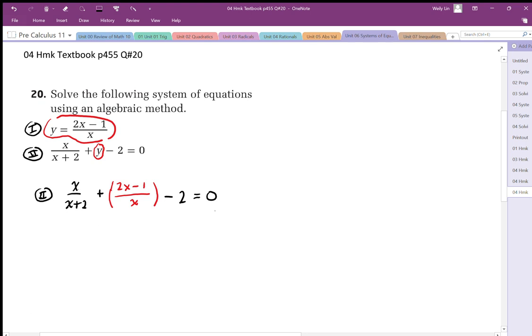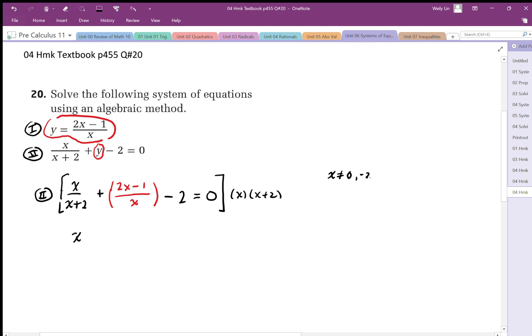So now I'm going to get rid of the denominator here. I'm going to state my restrictions: x not equal to 0 and negative 2. And I'm going to multiply through by the denominator, x and x plus 2. And I'm going to simplify this expression.